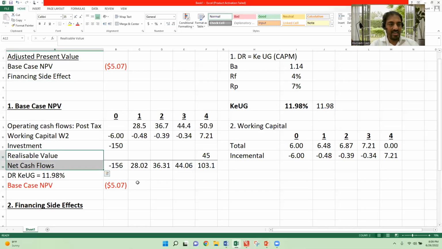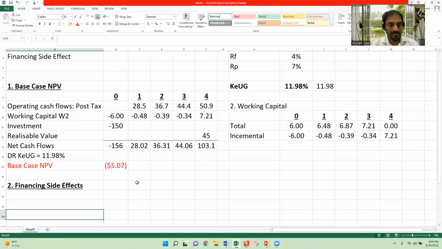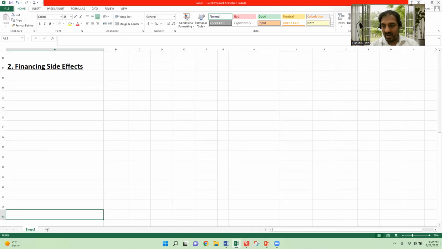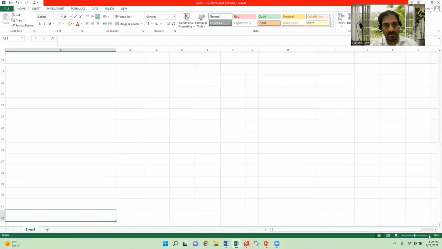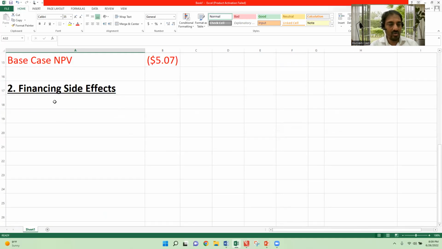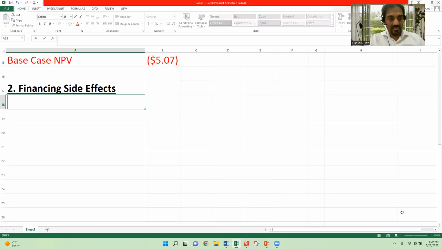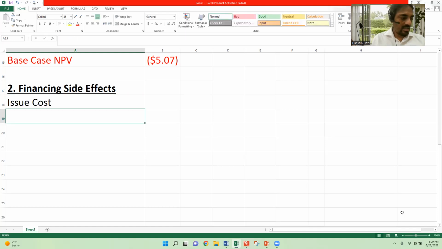Okay, now it's time for the financing side effects. About the financing side effects, you have to sort out the things first. Just write down the things accordingly. The financing side effects. Number one, the issue cost. Number two, tax shield.